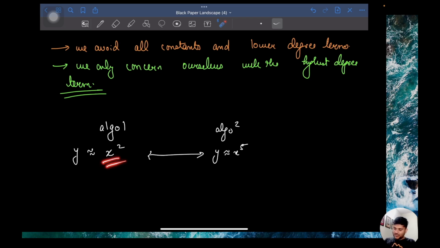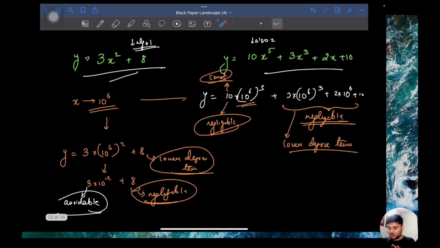If for some value of x your algorithm 1 looks better, if it is executing 3x square plus 8, or it's executing x square, it's almost the same, right? If the value of x is so high, like 10 raised to the power 4, or 10 raised to the power 5, or 10 raised to the power 6, then 3 into 10 raised to the power 6 square is not going to matter a lot. It's equivalent to 10 raised to the power 6 whole square.